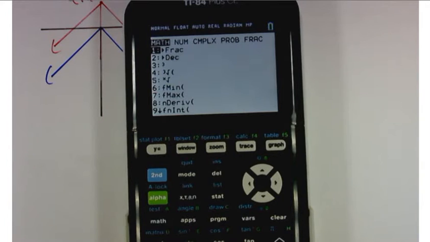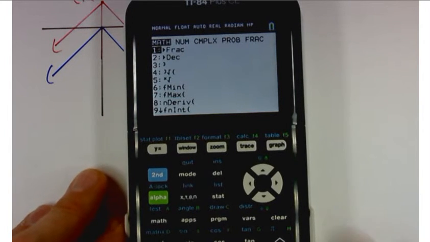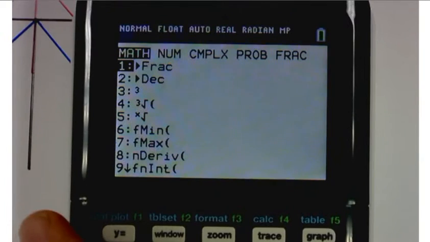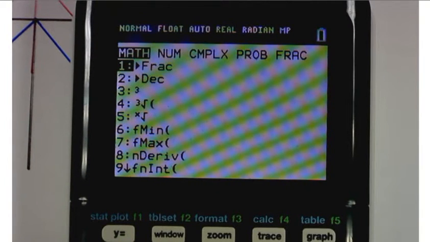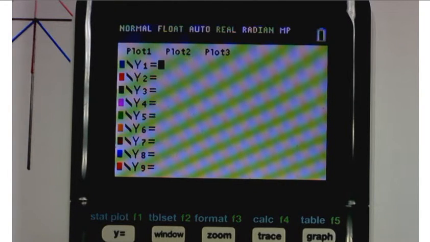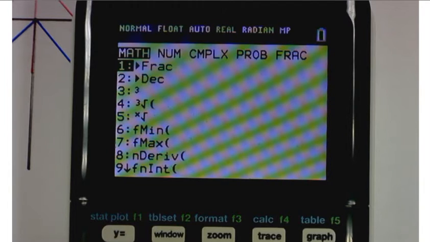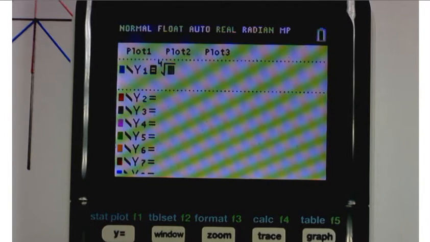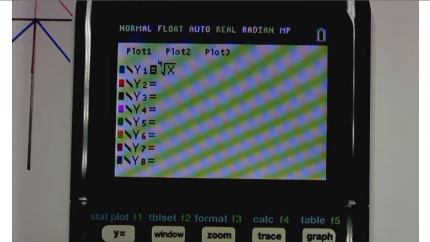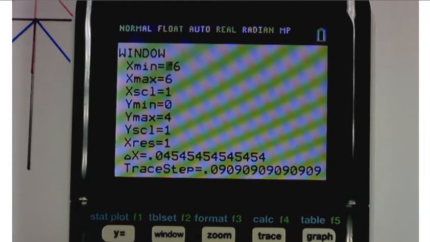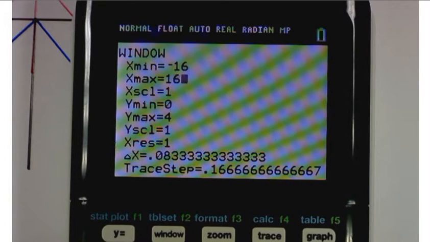And you know what? I made a mistake here. I need to type in the number first. So go back to the y equals key, type the number 4, and then hit the math key. Go down to option 5, and that 4 now becomes the fourth root of x. So there's the fourth root of x. Let's graph that between, say, negative 16 and 16 on the x-axis, and between 0 and 2 on the y-axis would be fine. And I get something that looks like this. Okay, great.